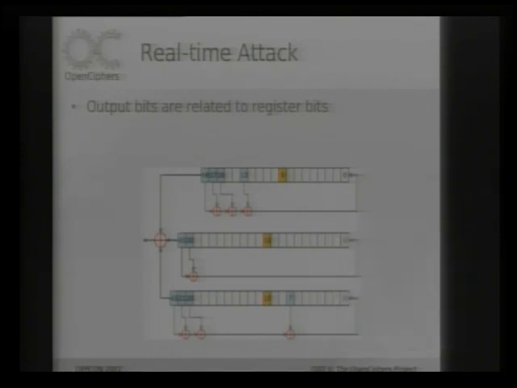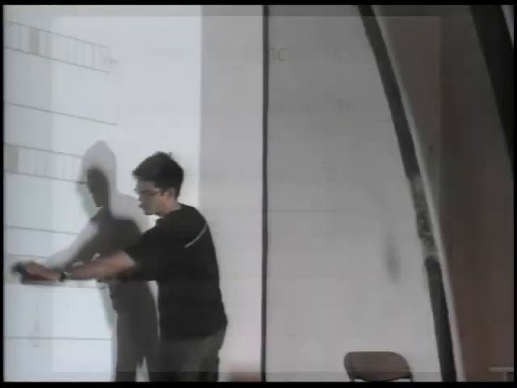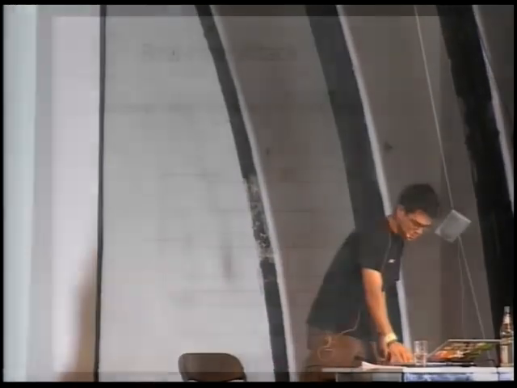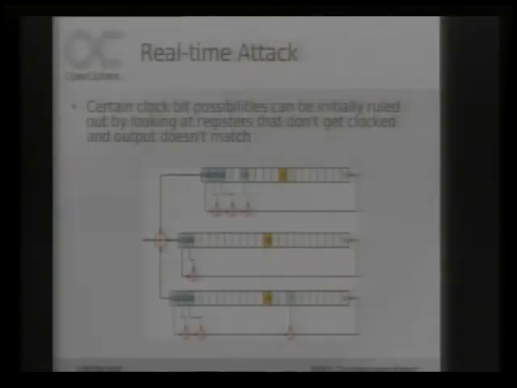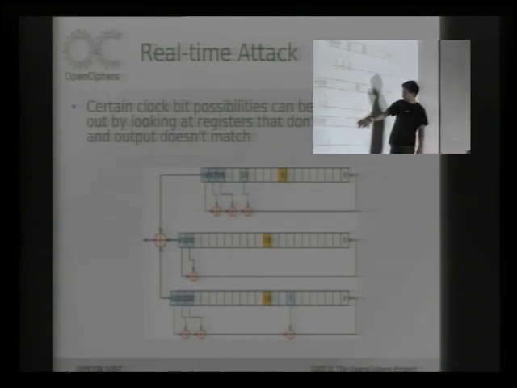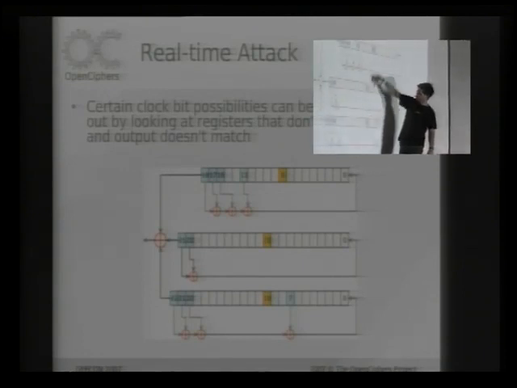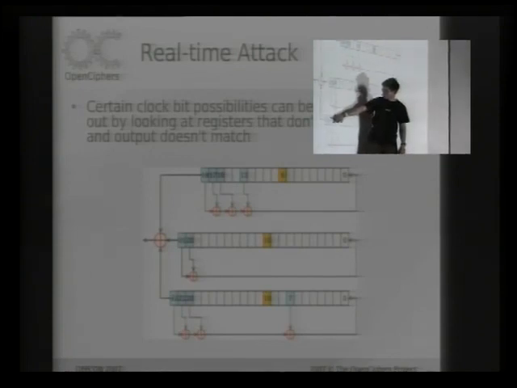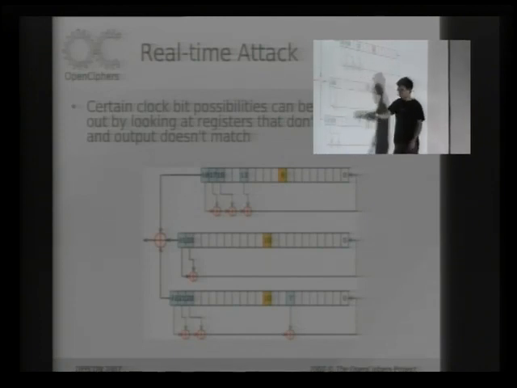So yeah, the output bits are related to the register bits, and essentially you're brute forcing these clock bits down here, trying to find the right clock bits that will actually generate that output. There are a couple of things you can use to rule out different possible bits inside the third register. For example, if this register down here isn't clocked, and you hypothesize that this doesn't match the majority here, then this bit should match up with the known plaintext over here. And if this bit changes and these match up, then it turns out that it actually doesn't clock it.